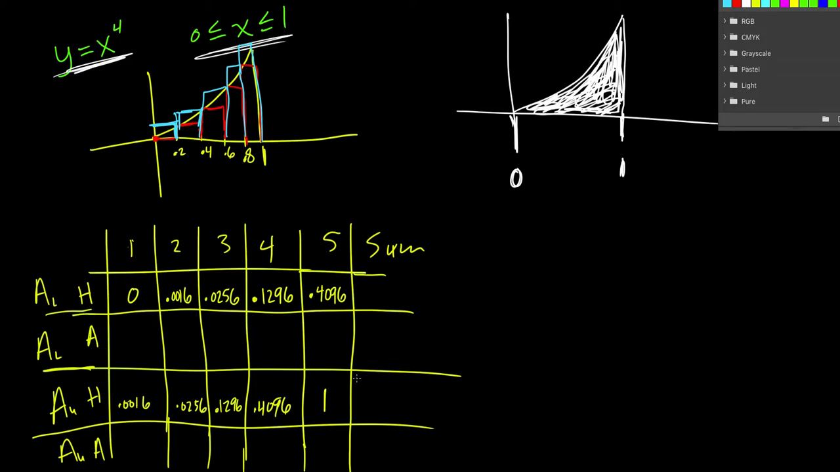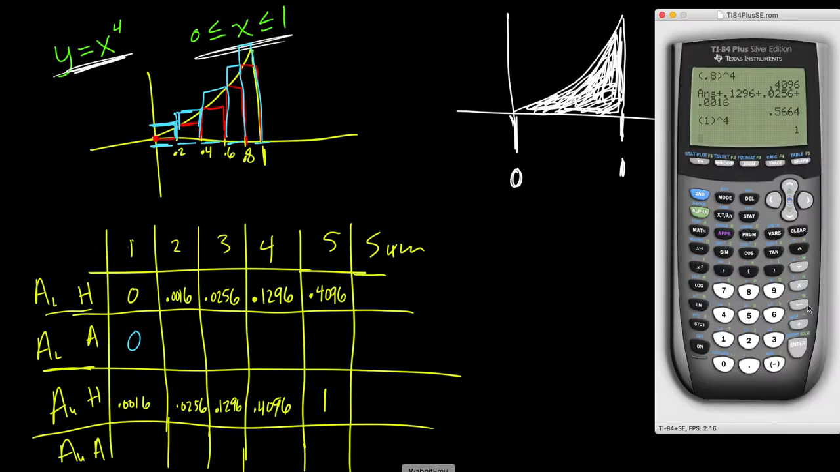Now I'm going to find the actual area by taking each of these numbers and multiplying it by the width, which is the same for all of them. So if I multiply each of these by 0.2, I'll get the numbers that I want. 0 times 0.2 is 0. Then 0.0016 times, not times 2, times 0.2.